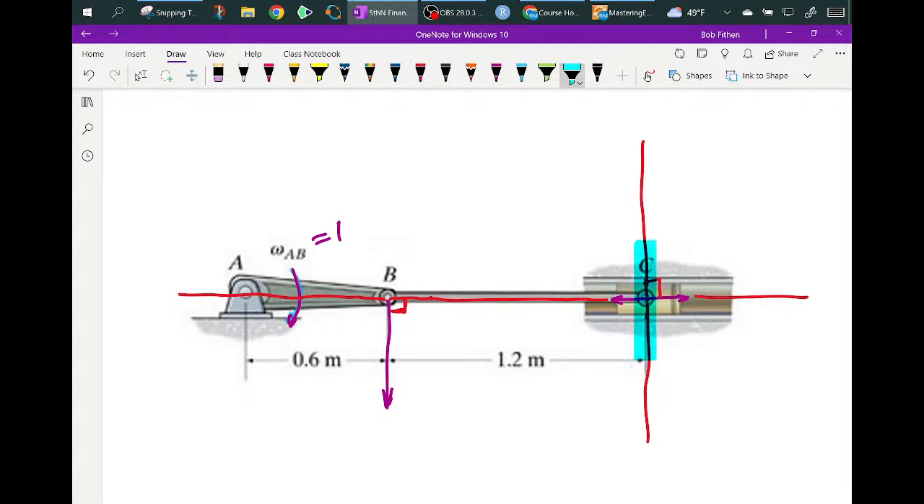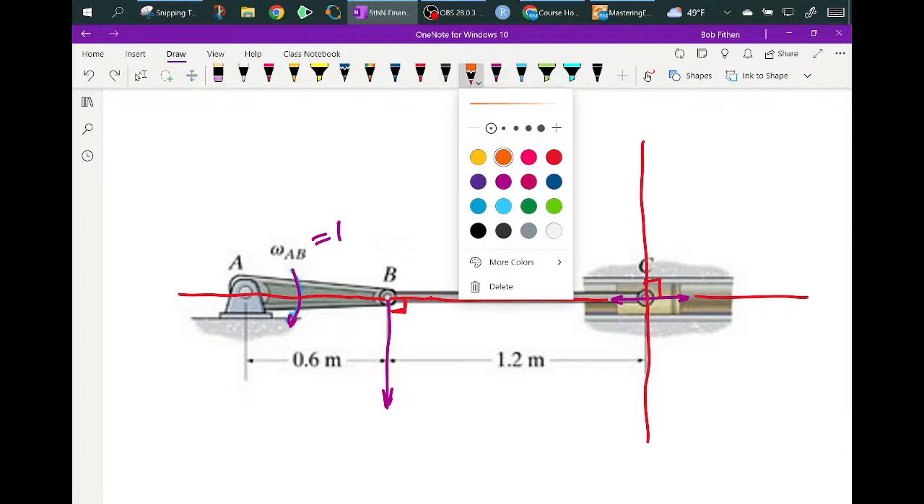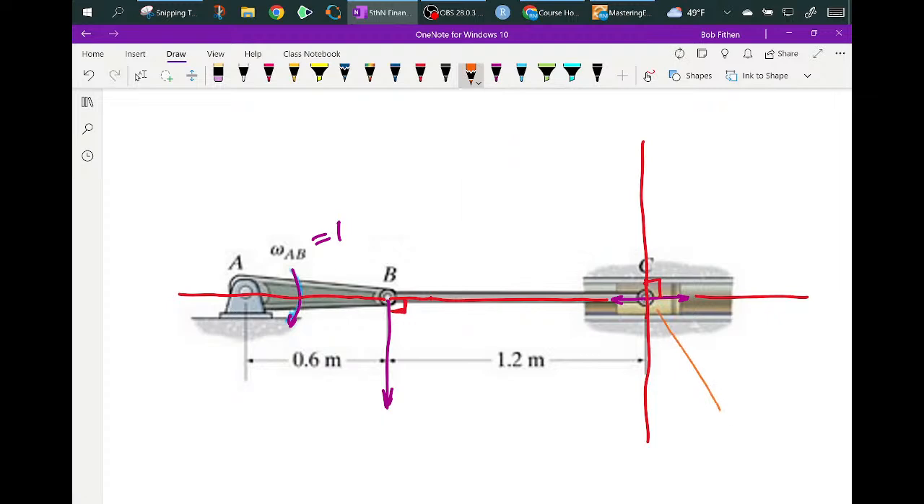They actually cross, how wild. They actually cross right there. So they're actually crossing right at that point. So believe it or not, it doesn't make sense, but it is really true. It appears like this link is rotating about this instant center at this instant.